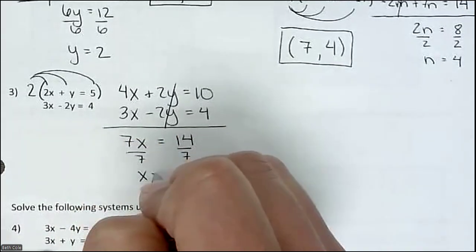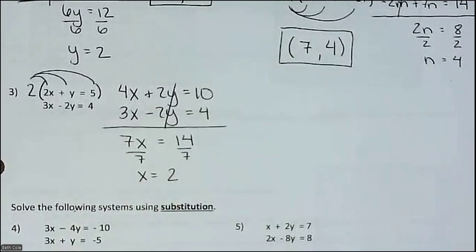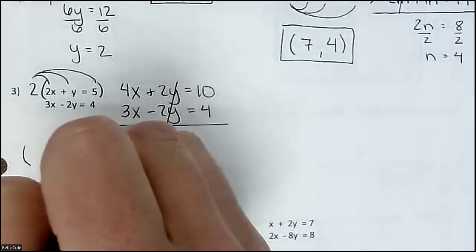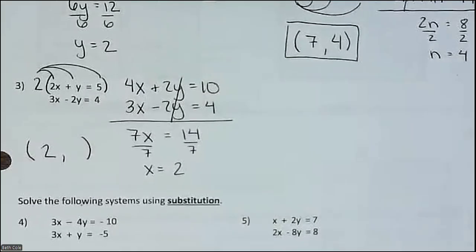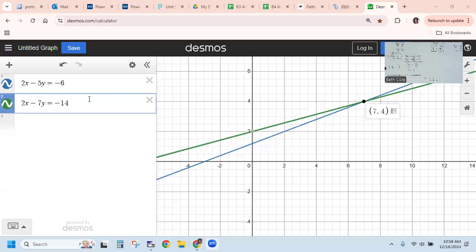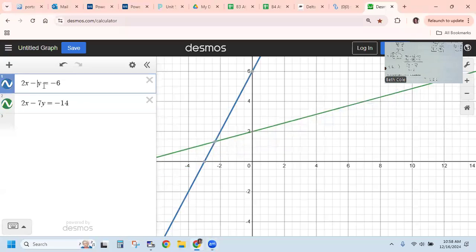Divide by 7. X equals 2. Lovely. So when you make your ordered pair, where does the 2 go? Yeah, the first one. And now when I go to type this in, I'm going to type the original problems, like before we changed anything.